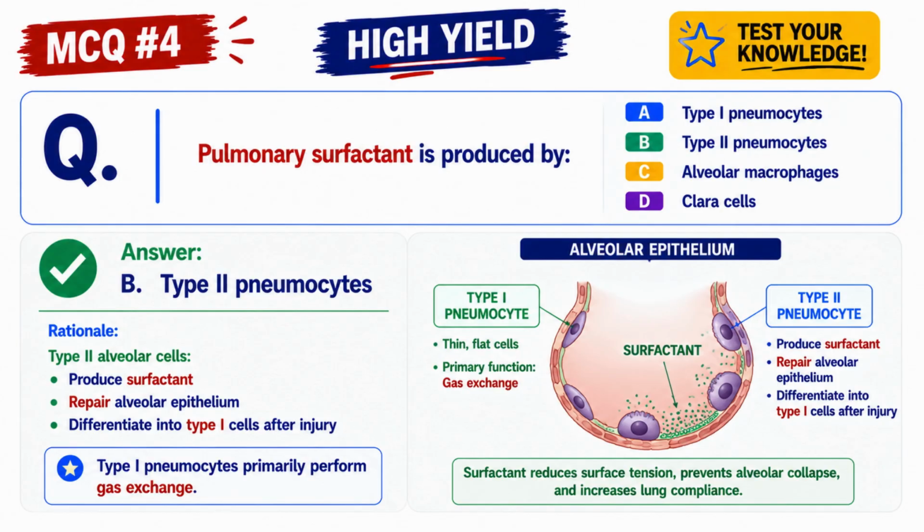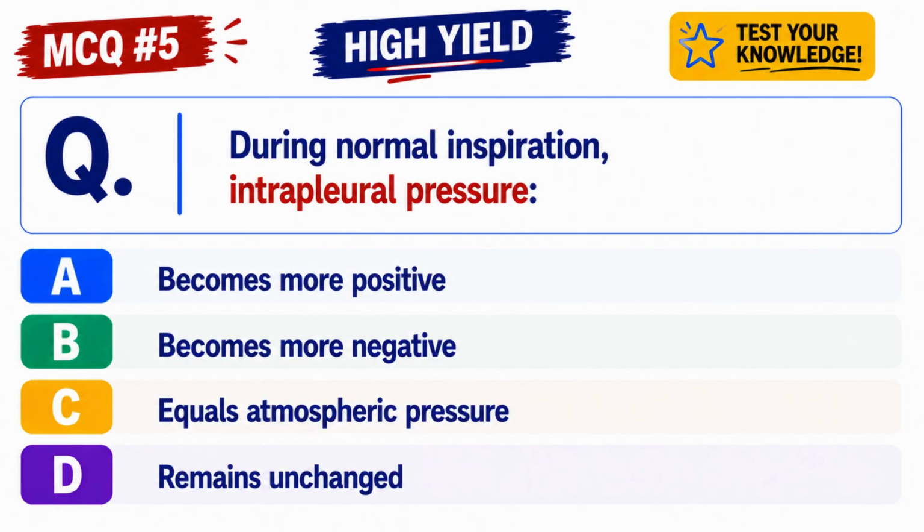The clinical application: neonatal respiratory distress syndrome. Premature infants lack mature type 2 pneumocytes, insufficient surfactant production, alveoli collapse with each breath, progressive hypoxia. Treatment: exogenous surfactant administered via endotracheal tube, and antenatal corticosteroids to accelerate type 2 pneumocyte maturation in the fetus. Type 1, gas exchange. Type 2, surfactant production and alveolar repair. Both essential, neither interchangeable.